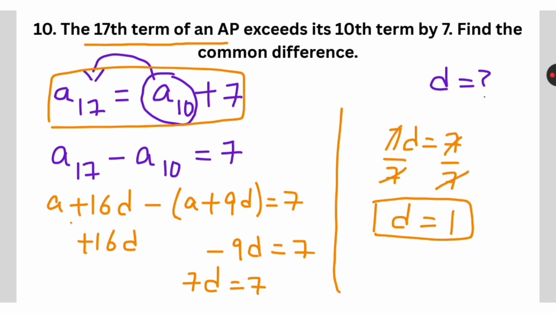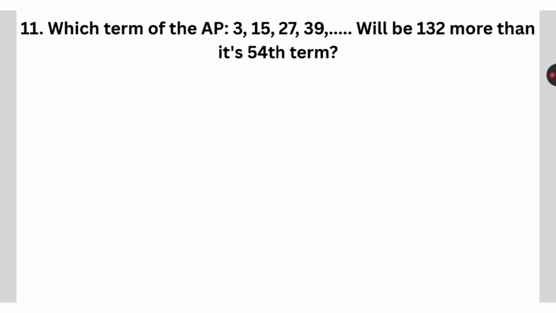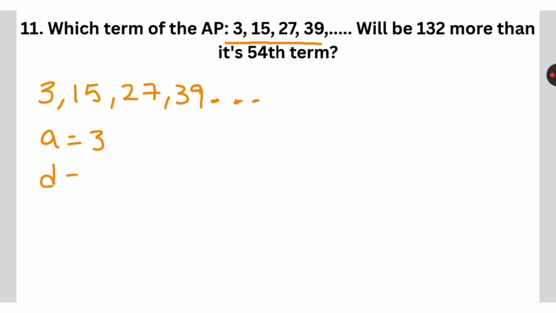Let's go to the 11th question. Which term of the arithmetic progression 3, 15, 27, 39 will be 132 more than its 54th term? This is the given question. So whatever they are asking, first observe what they have given. They gave the arithmetic progression 3, 15, 27, 39. From here we can find the first term, which is 3, and also the common difference, that is 15 minus 3, that is 12.